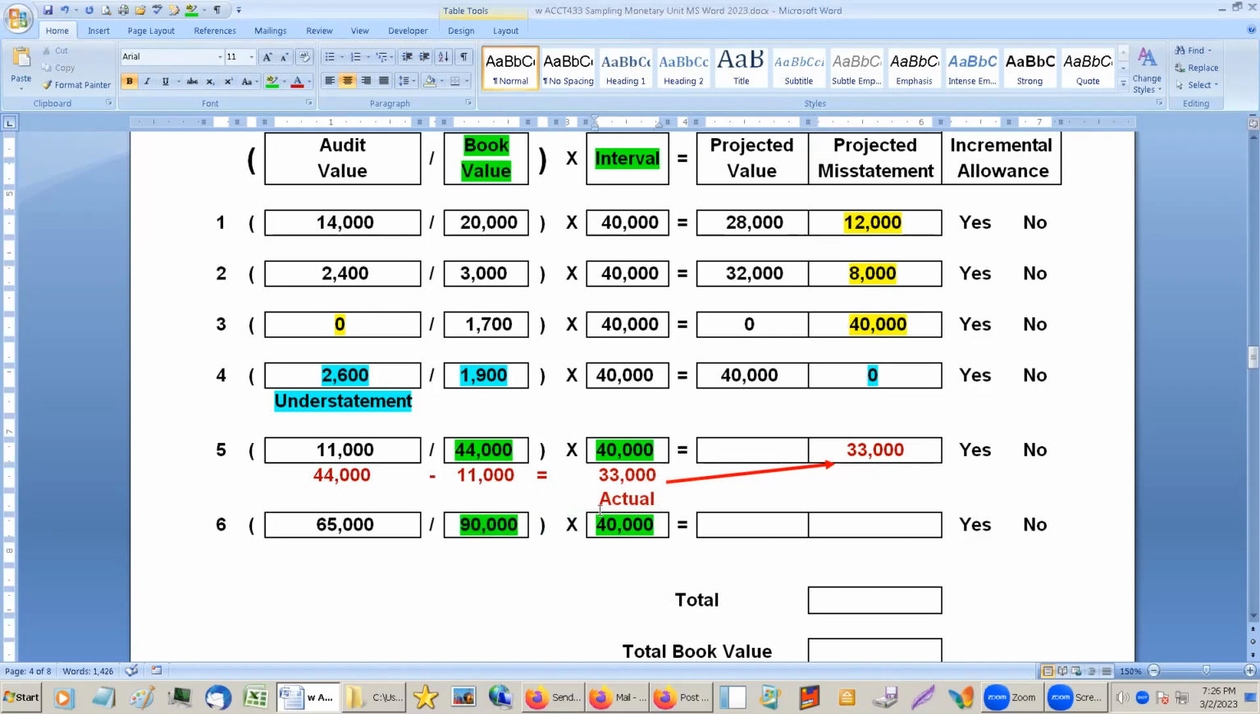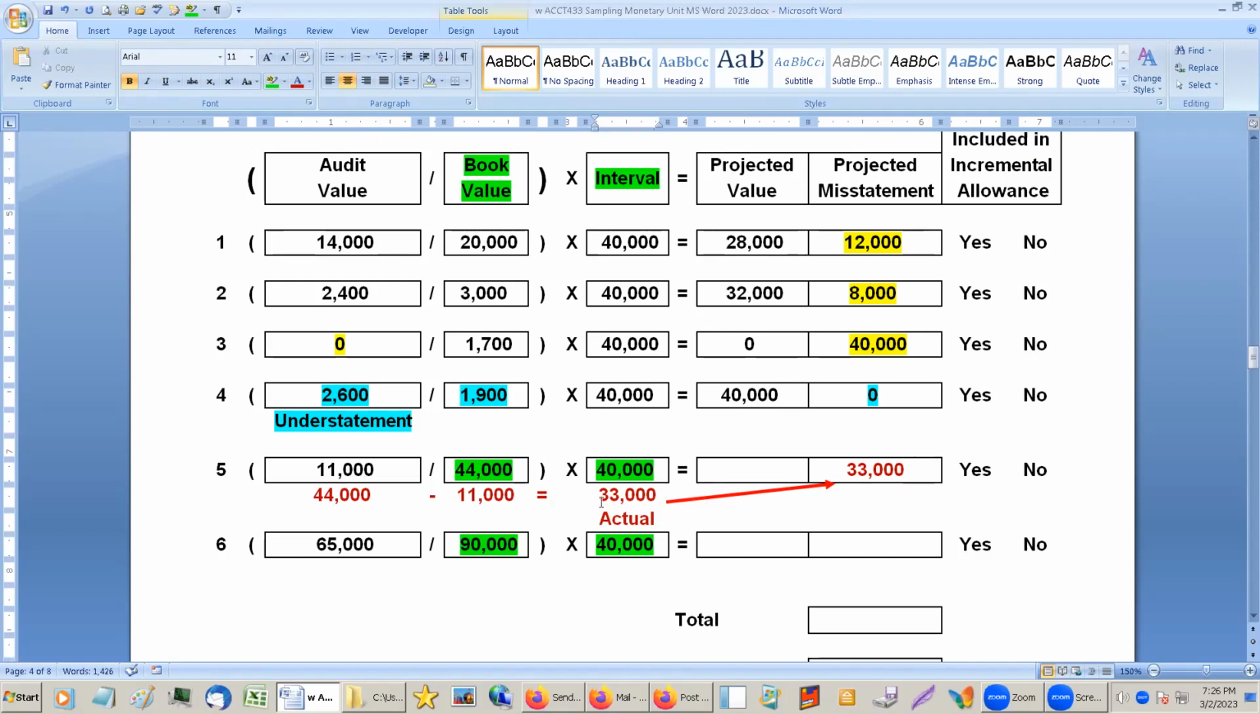I got a question, Professor. So you are multiplying the 40,000 because you just minus the 44,000 from the 11,000. You're actually not going to do anything with this interval. No, yeah. If you wanted to put the projected value, you could put 7,000 in there, I guess, to make it come out to 40,000. But you really don't need to.